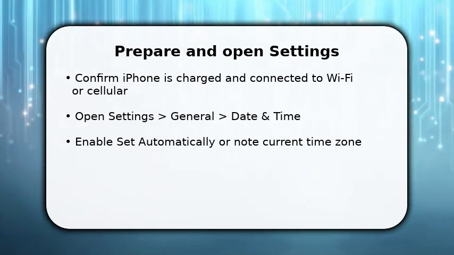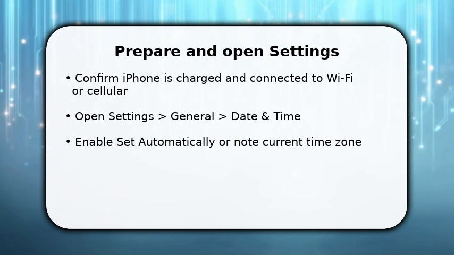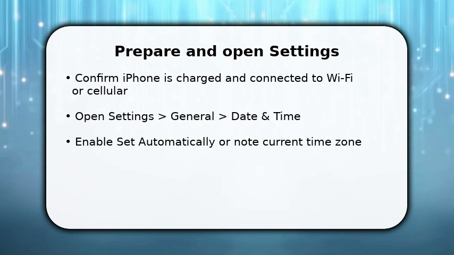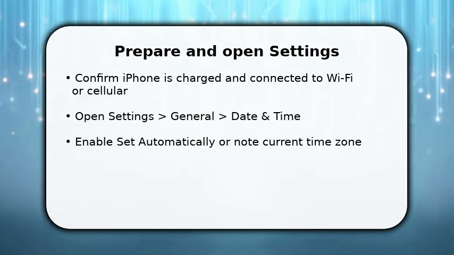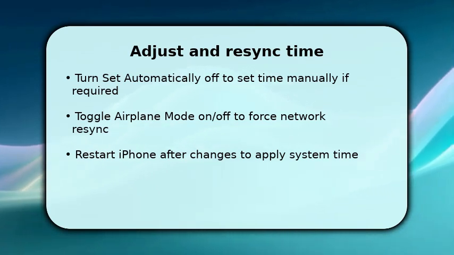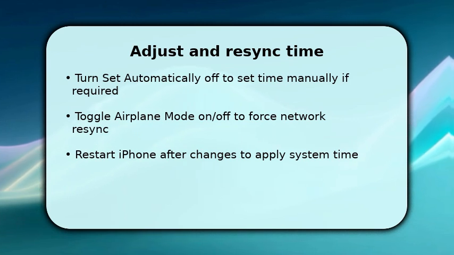Make sure the time zone listed matches your location because incorrect zones produce wrong clock readings. Once you've accessed date and time, decide whether automatic or manual control is needed. If manual, set hours and minutes precisely, then enable Set Automatically again to resync.